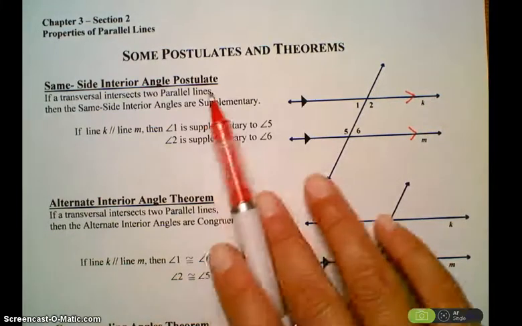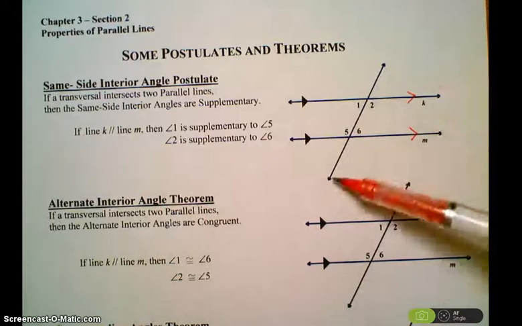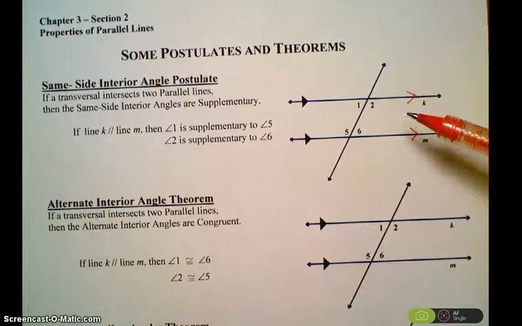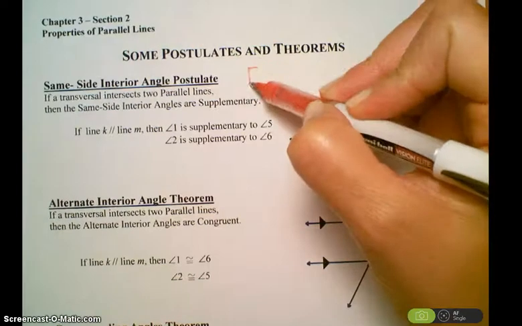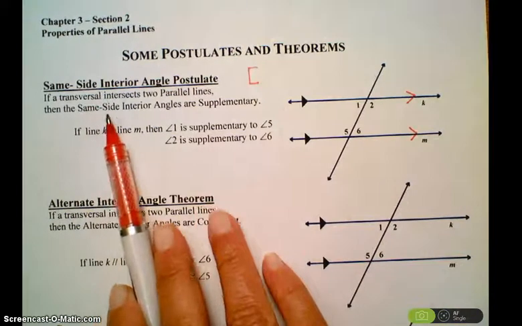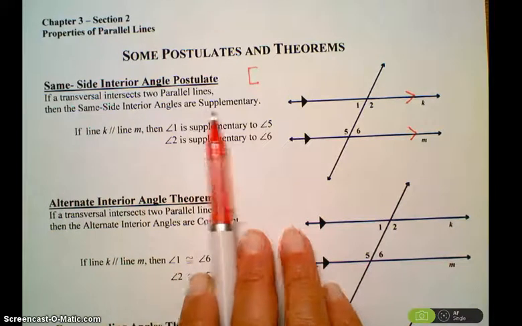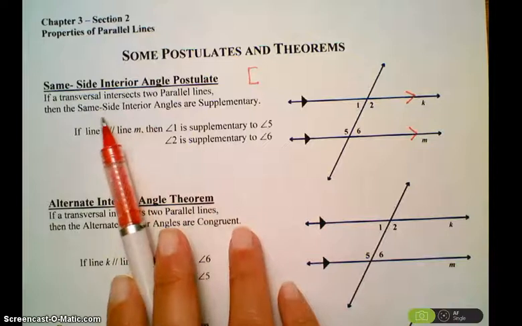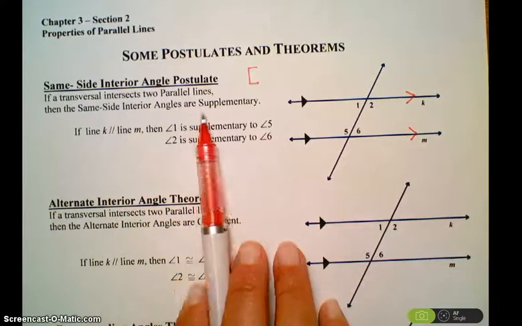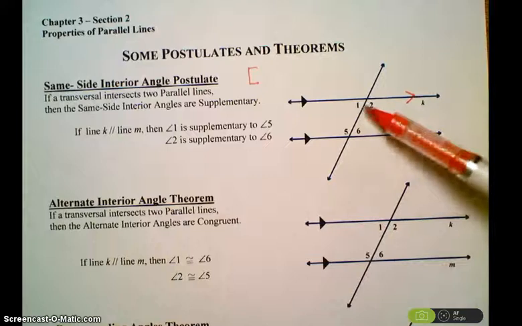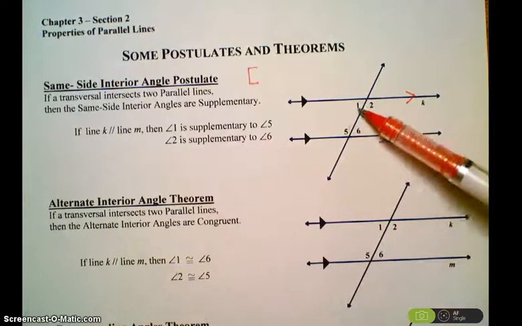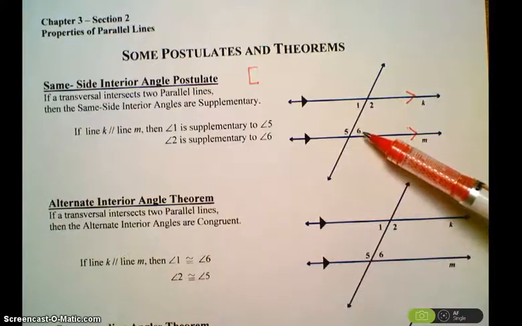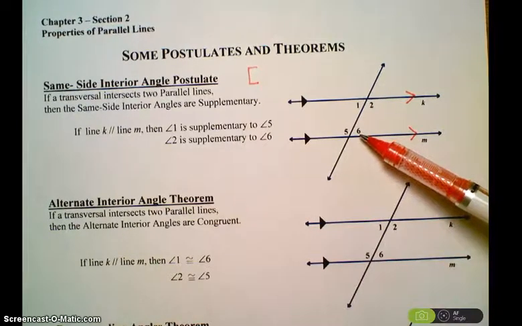So the first postulate says, if a transversal intersects two parallel lines, the same side interior angles are supplementary. Remember, you're looking for a C, and remember, your same side interior angles are supplementary. There's a lot of alliteration going on there, and that makes it easier to remember. Same side, supplementary. So in the picture, we can see that angle 1 and angle 5, the same side interior angles, are supplementary. Angle 2 and angle 6 are supplementary. And again, there's no symbol for supplementary.